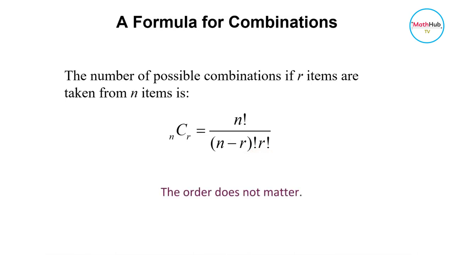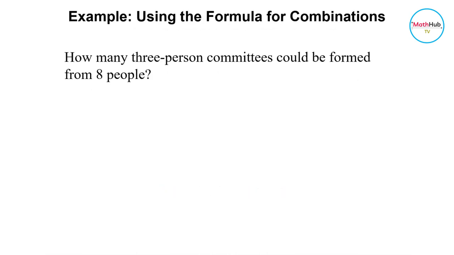Take note that in combination, you can select items in any order. The ordering here or the arrangement does not matter. Consider the following example. How many three-person committees could be formed from eight people? In this problem, we are looking at selecting three people from eight people.